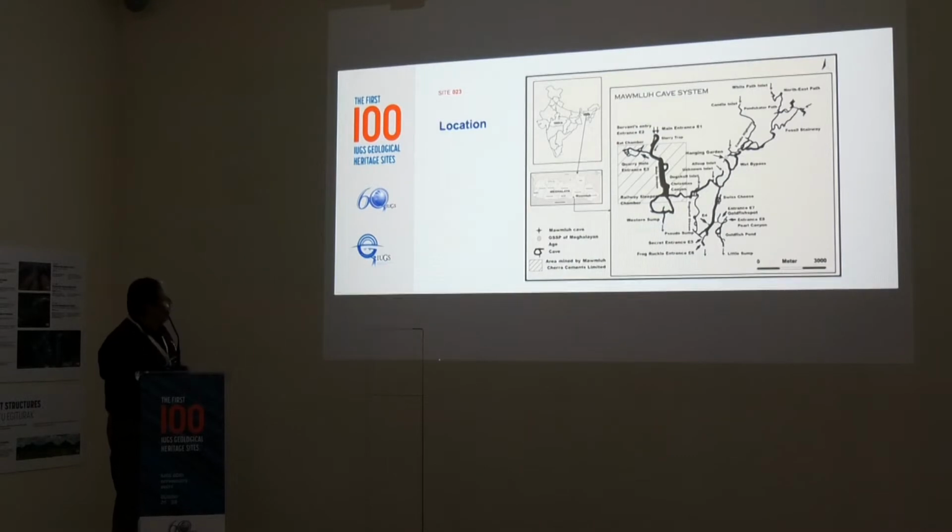Now this is the location map. The Mawmluh cave is situated in the northeastern state of Meghalaya, India. It is a very large cave with several openings from different sides, and this is the main section, the Hanging Garden, from where the stalagmite sample was collected.